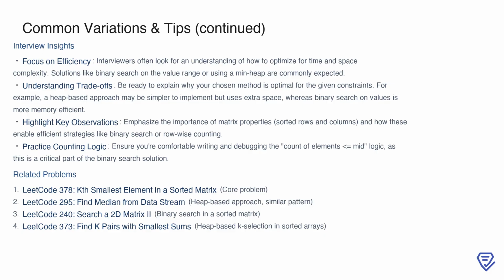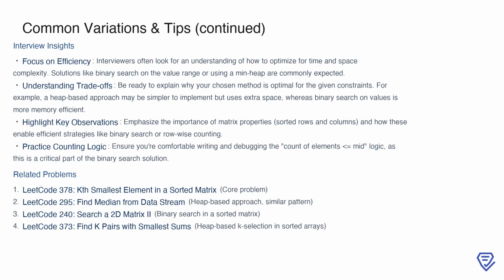One of the best ways to stand out is by highlighting the matrix's sorted properties and explaining how these enable efficient strategies like binary search or row-wise counting. Additionally, make sure you're comfortable with the counting logic itself. Writing and debugging the count of elements less than or equal to mid function is a critical part of the binary search solution. To build your skills further, consider exploring related problems.